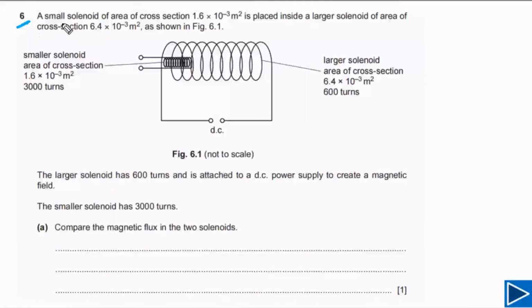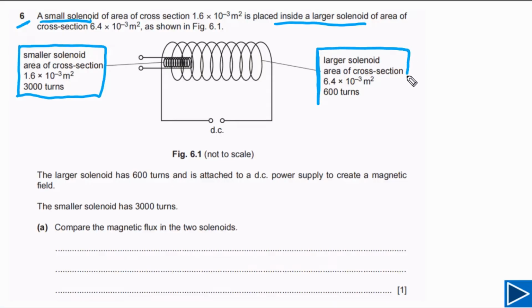For question number 6, we are given that a smaller solenoid is placed inside a larger solenoid. The cross-sectional area and number of turns of the smaller solenoid are given, and also the cross-sectional area and number of turns of the larger solenoid. It is also given that the larger solenoid is connected to a DC power supply.